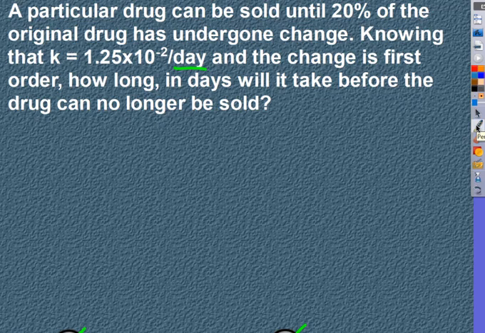So again, this one was also first order. They said that the drug can be sold until 20% of the original drug has undergone a change, which means 80% should still be good. So 20% is turned into something else, 80% is still the drug that was purchased.